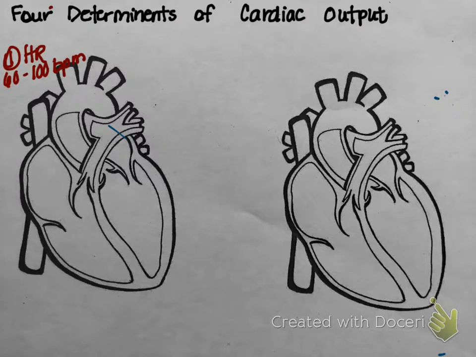So there are 4 determinants of cardiac output. Heart rate is number 1, or one of them. And these are not in any order as far as priority or as far as importance. I just started with heart rate because it's the simplest. So heart rate, and usually your heart rate is 60 to 100.